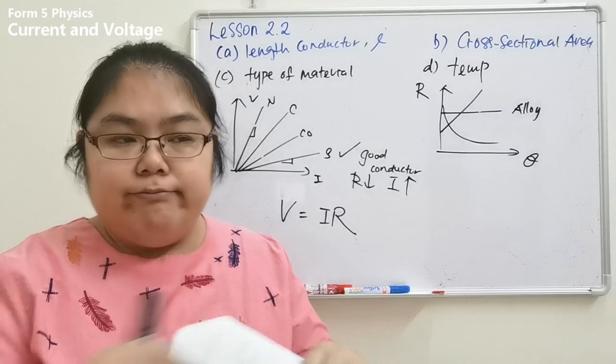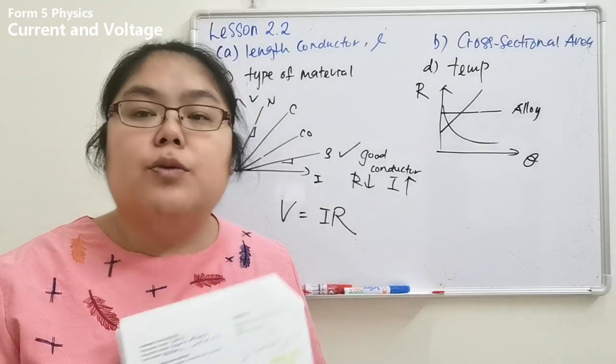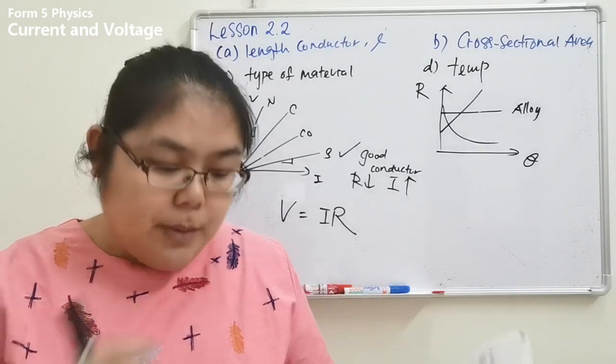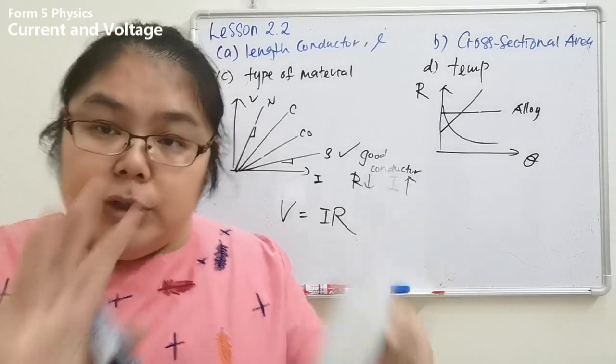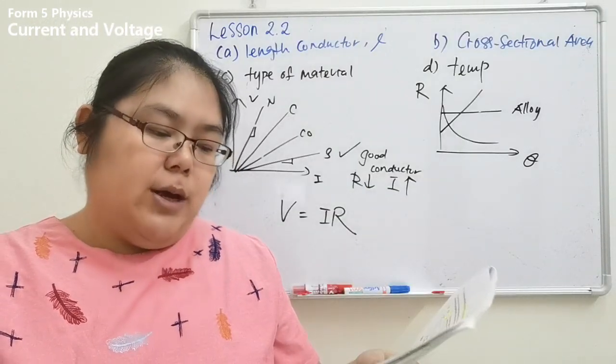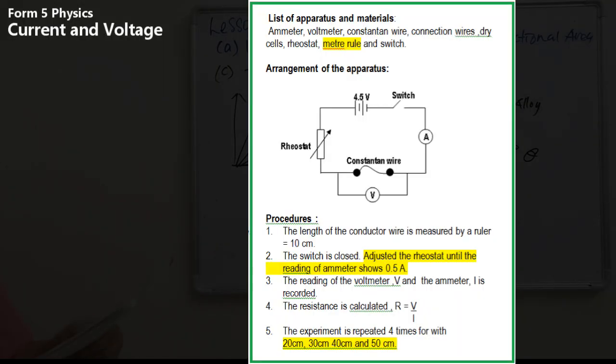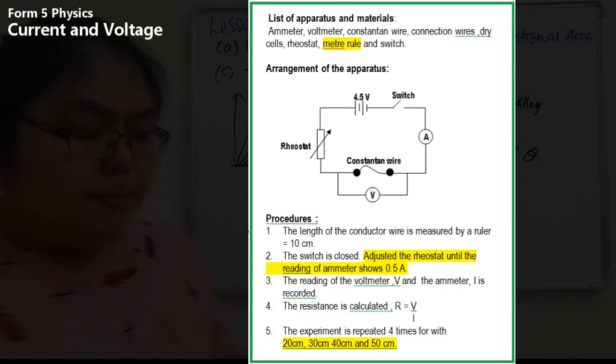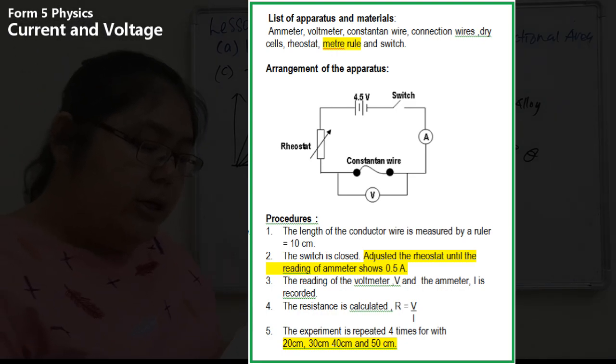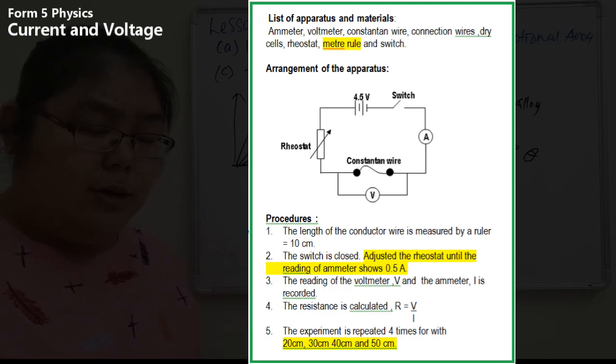Because there's a line, you want to control the line. So the meter rule must be in. Remember, from here I show you the diagram. See what is the important thing. You can see the diagram. They got the list of the apparatus, the material. They got an ammeter and a voltmeter. You must have an ammeter and voltmeter. The reason why? Because you want to measure resistance.